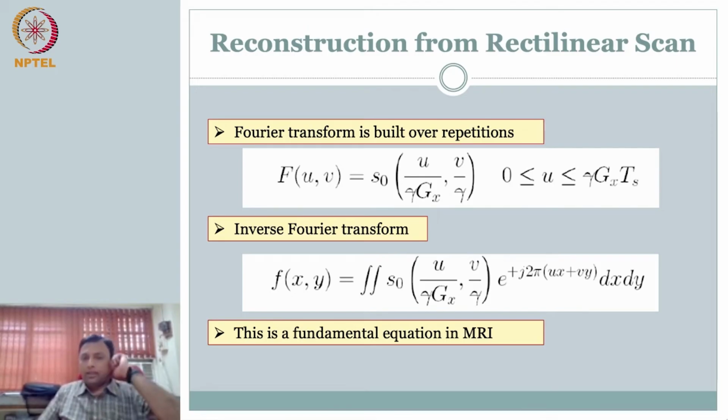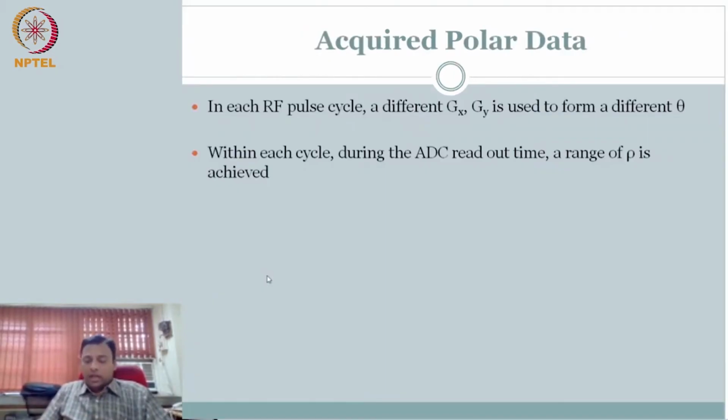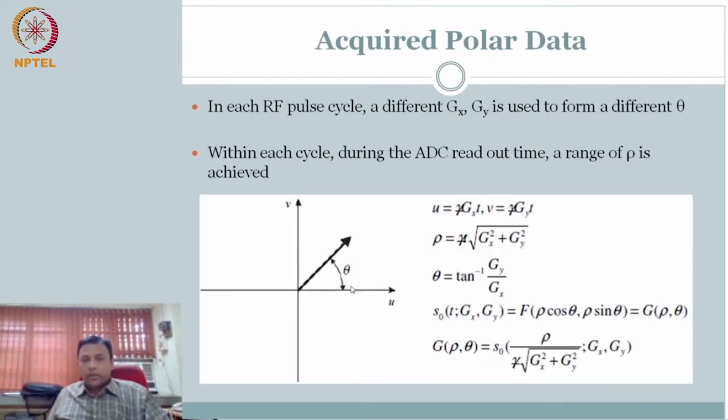Similarly, you can do this for polar coordinates. How do you organize the data? You have r comma theta, or rather we won't call it r, we have been using rho, right? In the acquired data in polar coordinates, you acquire with Gx, Gy so that you can get different theta. The range direction we will call rho. The angle is theta, correct? Essentially what we are doing here is identifying u as gamma Gx t and v as gamma Gy t. We are applying Gx and Gy simultaneously, and the readout is for the same duration. So here you notice v also has the t.